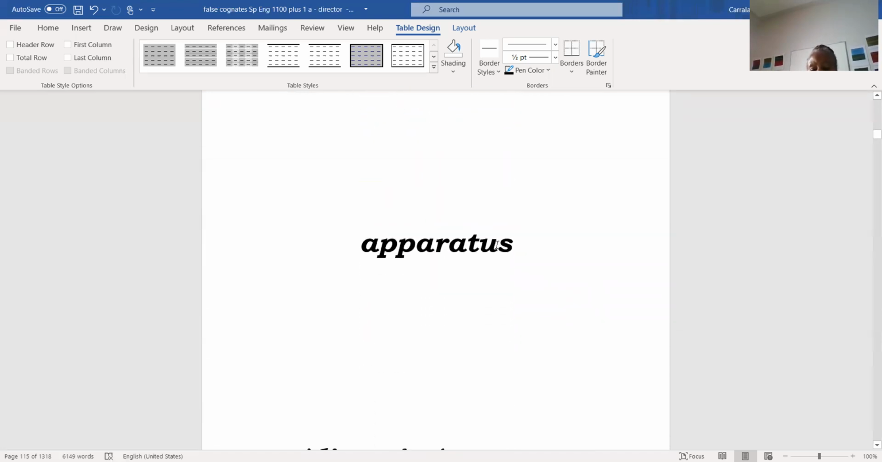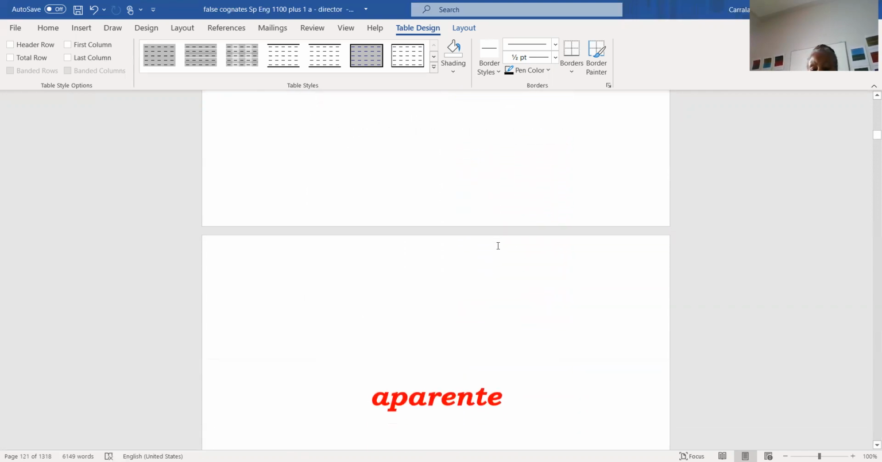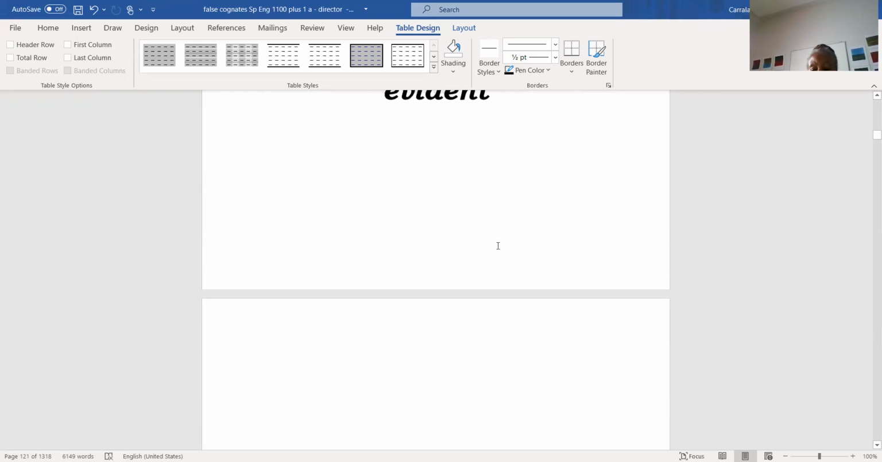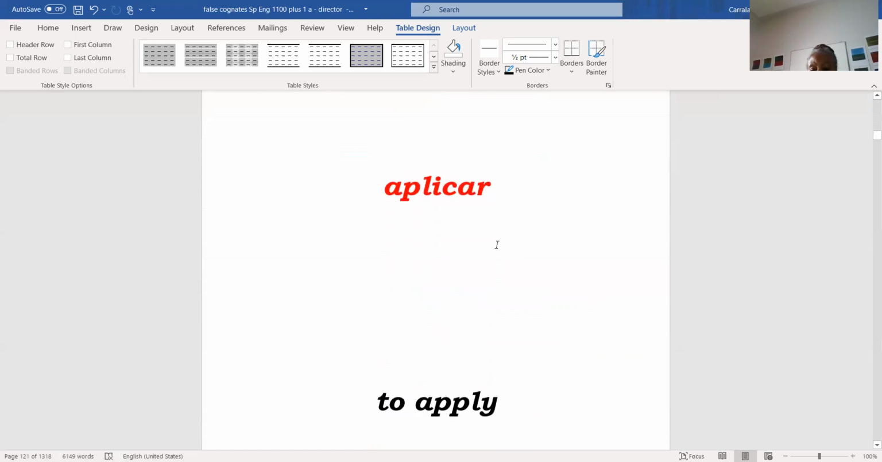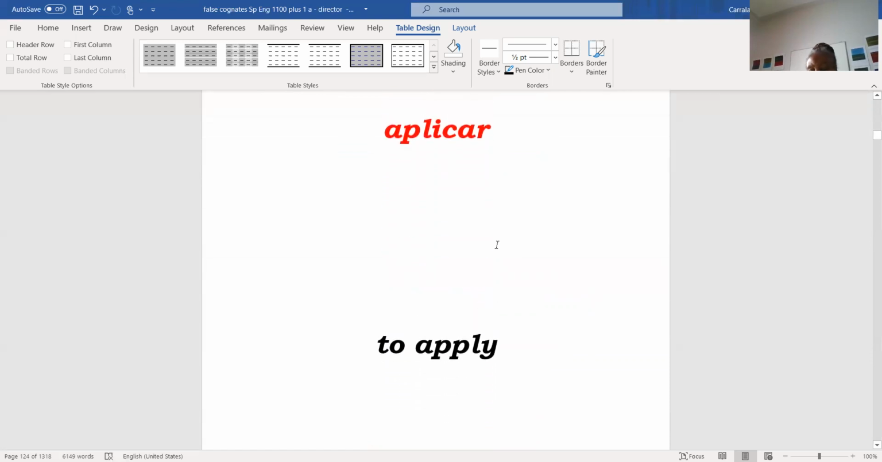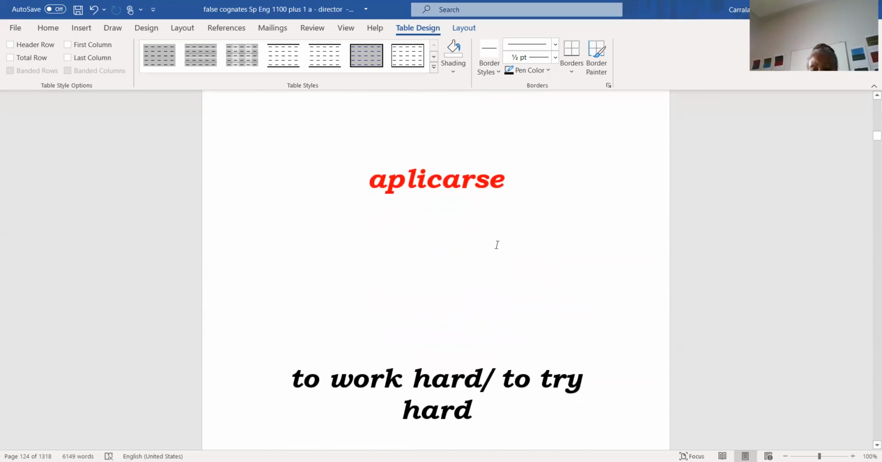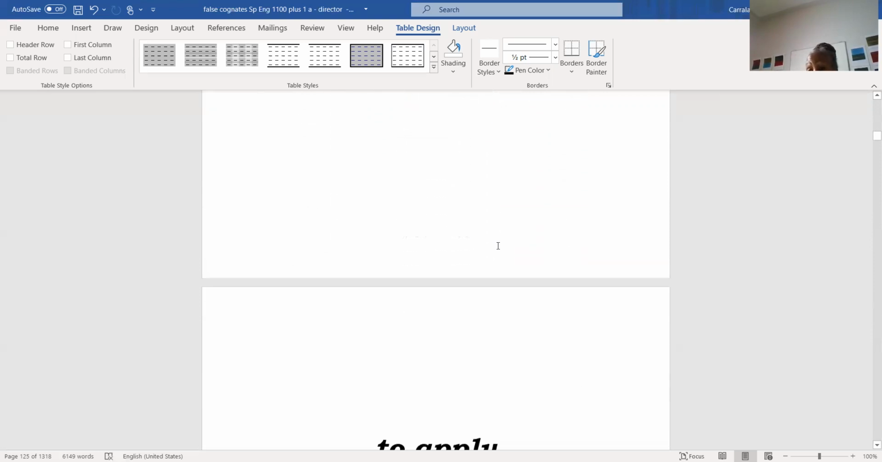So sometimes they're related, sometimes not. Here, this is a true cognate. Aplicarse, what we would say, to work hard, to try hard, to apply yourself.